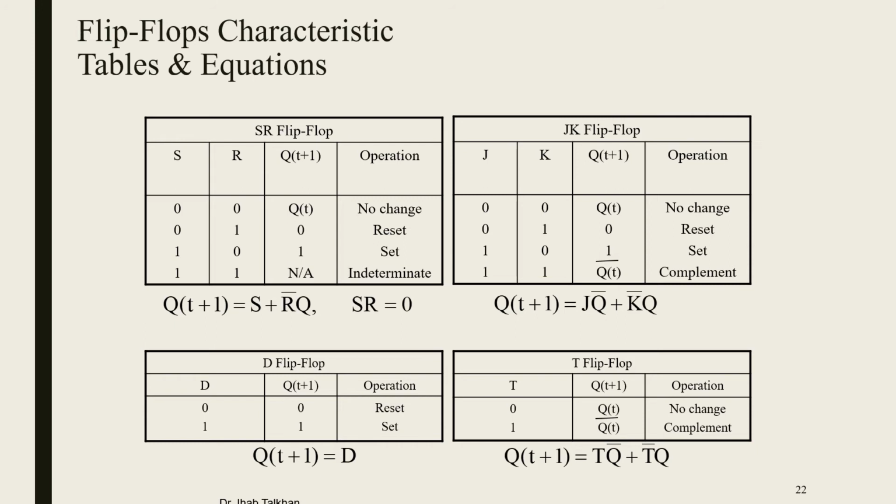This is what you have to memorize and keep in your mind, because this is the characteristic table. If the flip-flop is known, you can predict the value of Q of t plus 1, which is Q next.